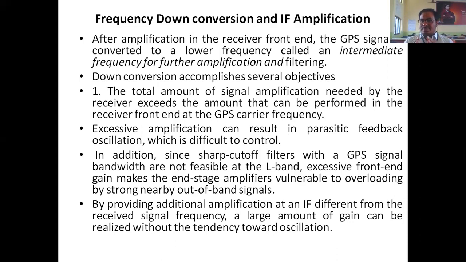oscillations may come across. Sharp cutoff filters with the GPS signal bandwidth are not feasible at the L band. Excessive front end gain makes the end stage amplifiers vulnerable to overloading, by strong nearby out of band signals. If the out of band signals are stronger, then this is vulnerable to overloading error. So by providing the additional amplification at an intermediate frequency, different from the received signal frequency, a large amount of gain can be realized without the tendency towards oscillation. So we are avoiding the oscillation process.